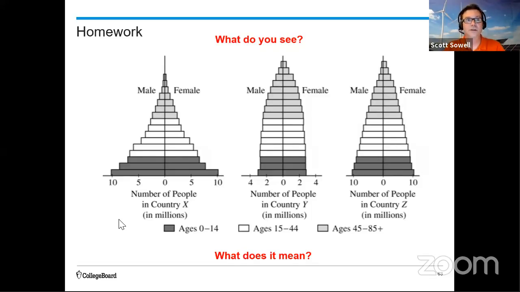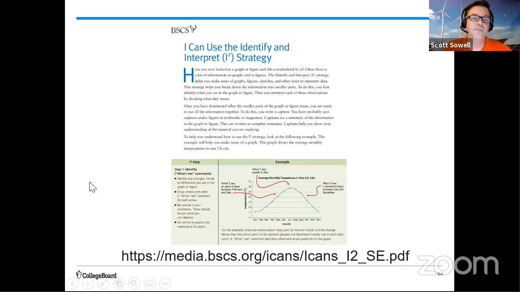It would be like trying to understand all the characters in a movie and the plot at the same time all at once. Well, no, you build up the characters and eventually you tell the story. Just like this, you need to build up what all the pieces and parts of this are to tell the story. If you're interested, that strategy is called I-squared. And if you use the link below or you just Google BSCS I-squared strategy, you should be able to find it. It's not a strategy I would recommend for use on the AP exam because it does take a long time. But if you practice it several times with several different graphs and visual images, it will help your ability to do that.